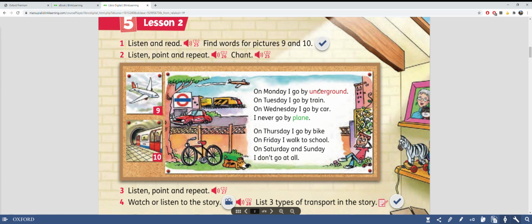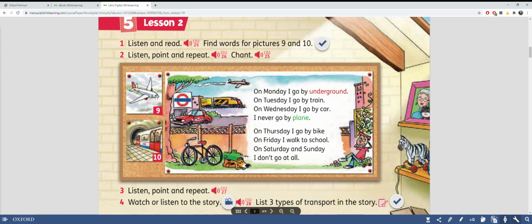On Monday, I go by underground. On Tuesday, I go by train. On Wednesday, I go by car. I never go by plane. On Thursday, I go by bike. On Friday, I walk to school. On Saturday and Sunday, I don't go at all.